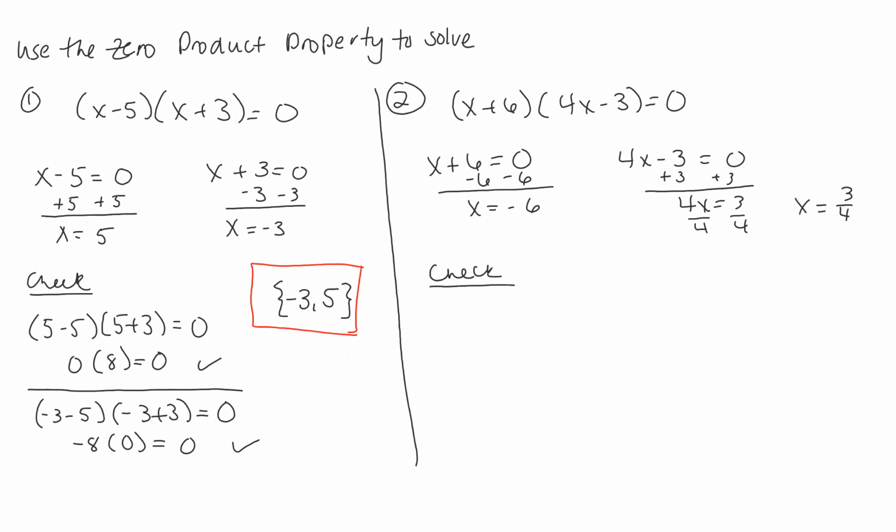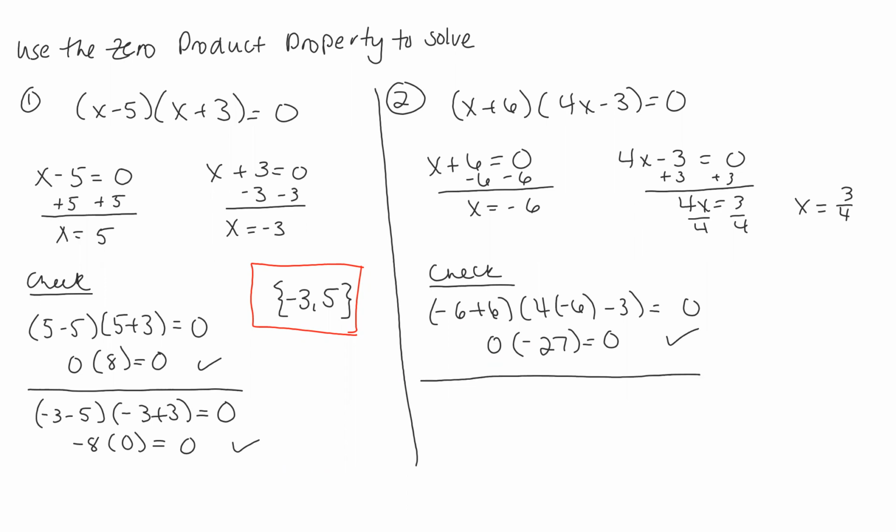Now, if x is -6, I plug this in, I get -6 plus 6, and then 4 times -6 minus 3 equaling 0. Well, -6 plus 6 is 0, and it doesn't matter what 4 times -6 minus 3 is, but let's go ahead and simplify it. 4 times -6 is -24, minus 3 is -27, and then 0 times -27 is 0.